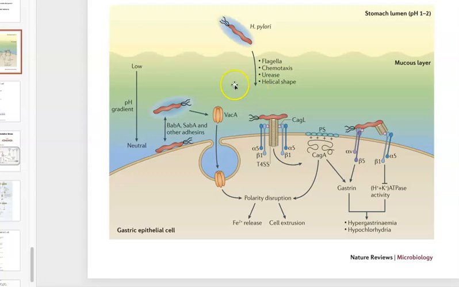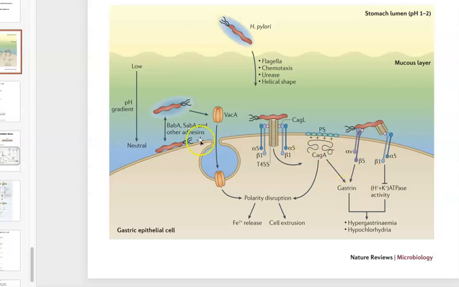And so the production of ammonia creates essentially a cloud of alkalinity around the cells, so they can actually survive in this type of pH environment, an extremely inhospitable pH environment, by using their urease enzyme. Once they touch down on a cell, they can use a type 4 secretion apparatus, a type 4 secretion system, to pump in toxins like CagA, which activates the production of the hormone gastrin.